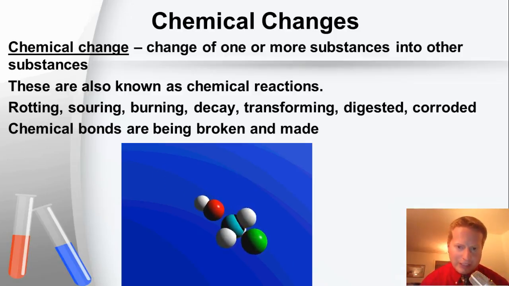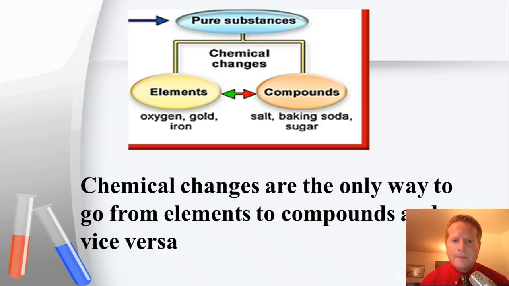You're actually changing the chemical composition of the matter that you started out with, and you're coming out with something completely new. The other important thing is that chemical changes on our diagram are the only way to go from elements to compounds, or vice versa. So you have to have a chemical change. You have to make or break bonds for that to happen.